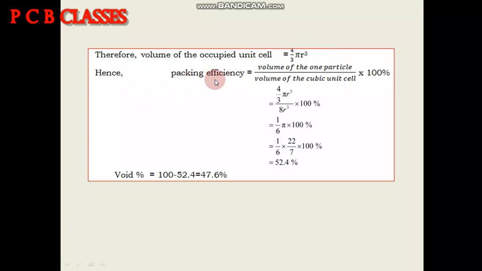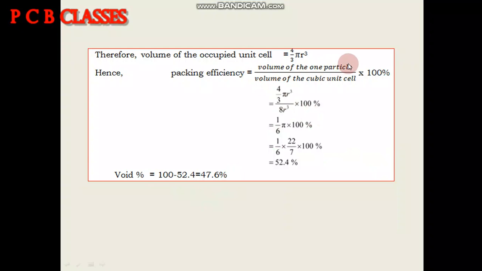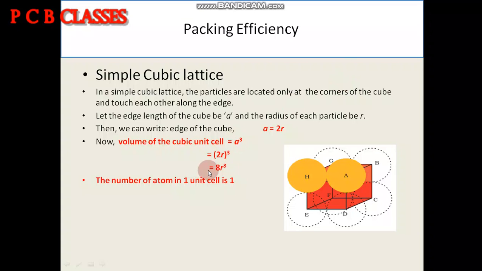Now we will apply the formula for the packing efficiency. This is the volume of the one atom divided by the volume of the cubic unit cell. Since we have to convert it to a percent, we multiply it by 100. Why is it one atom? Because this unit cell is the primitive unit cell, and a primitive unit cell has the number of atoms equal to 1. So it is the volume of one atom divided by the volume of the cubic unit cell. The volume of one atom is 4/3 πr³, and the volume of the cubic unit cell we have calculated is 8R³.